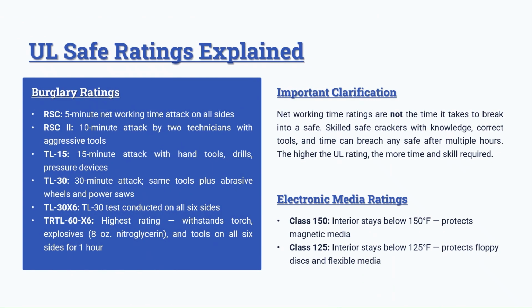UL ratings provide standardized measures of a safe's resistance to burglary attempts. These ratings indicate the type of attack, the tools used, and the duration for which the safe can resist. For example, ratings may involve attacks using hand tools, power tools, or even explosives with increasing levels of resistance. It is important to note that these ratings do not represent the total time to break into a safe, but rather the net working time under test conditions. Understanding these ratings helps in selecting the appropriate safe based on threat level and asset value.